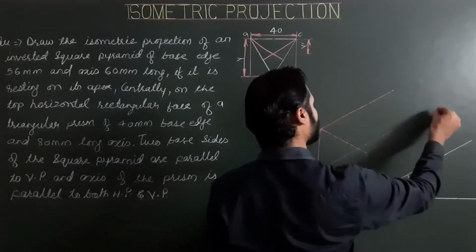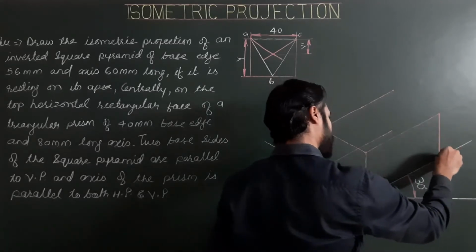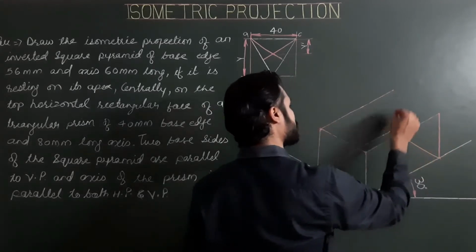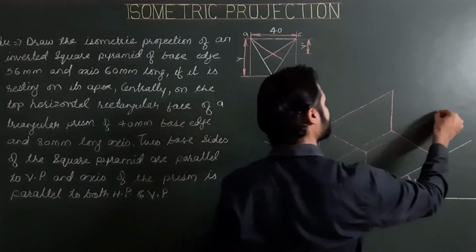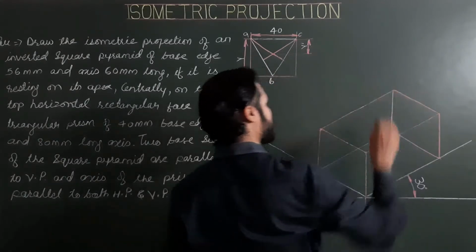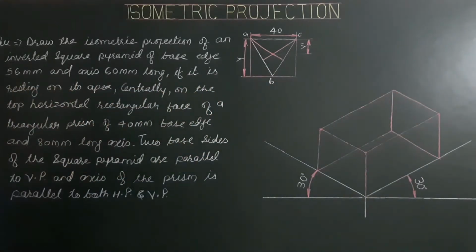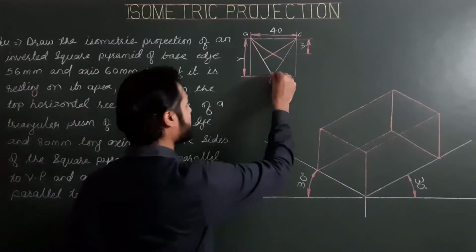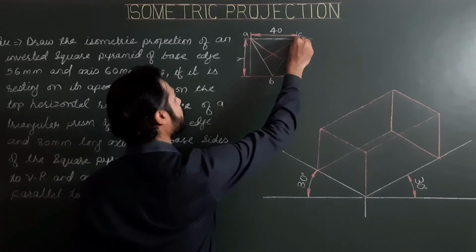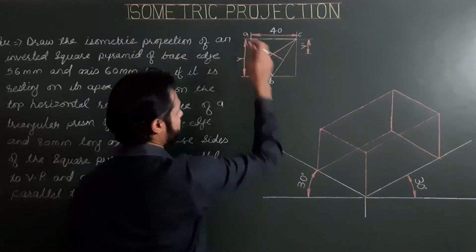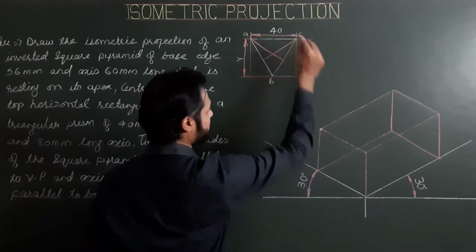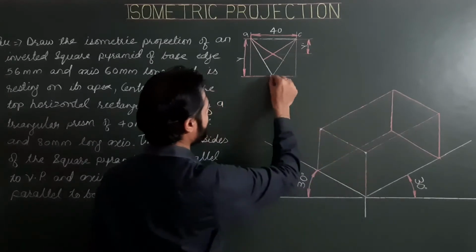Okay, now we have all four corners of the helping box, drawing lines passing through them. So this is the projection of the helping cuboid. Now marking all three corners of the front base. First corner, this is the corner, second corner and third corner.